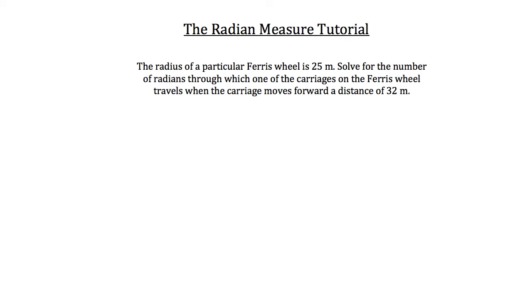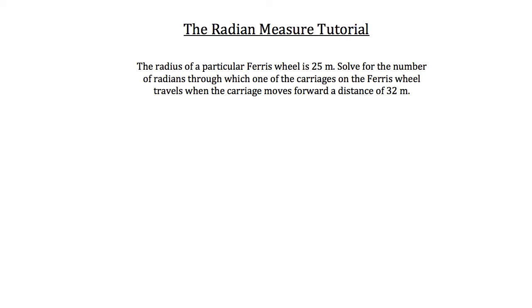Solve for the number of radians through which one of the carriages on the Ferris wheel travels when the carriage moves forward a distance of 32 meters. Now, when you get into complex problems in pre-calc, geometry, physics, it's easiest to draw an image of what's going on.